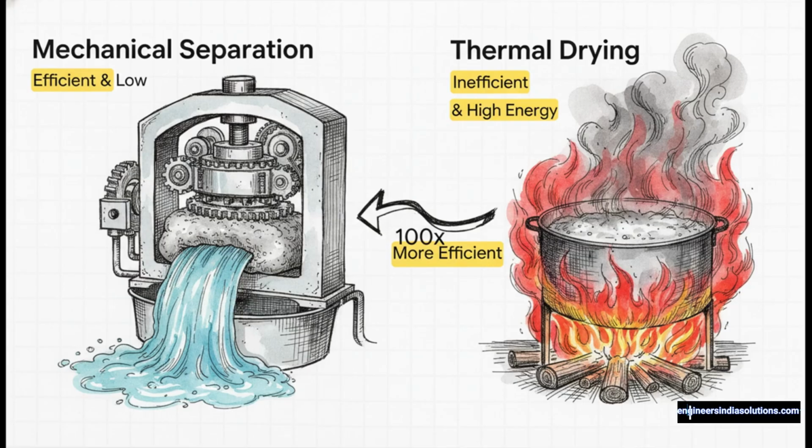By using mechanical filtration to basically squeeze, spin, or drain as much liquid out of a mixture as possible before we ever even think about applying heat, engineers are saving an astronomical amount of energy. Establishing this huge energy differential really sets the stakes for us today, because optimizing mechanical solid-liquid separation is one of the most critical challenges in industrial engineering.